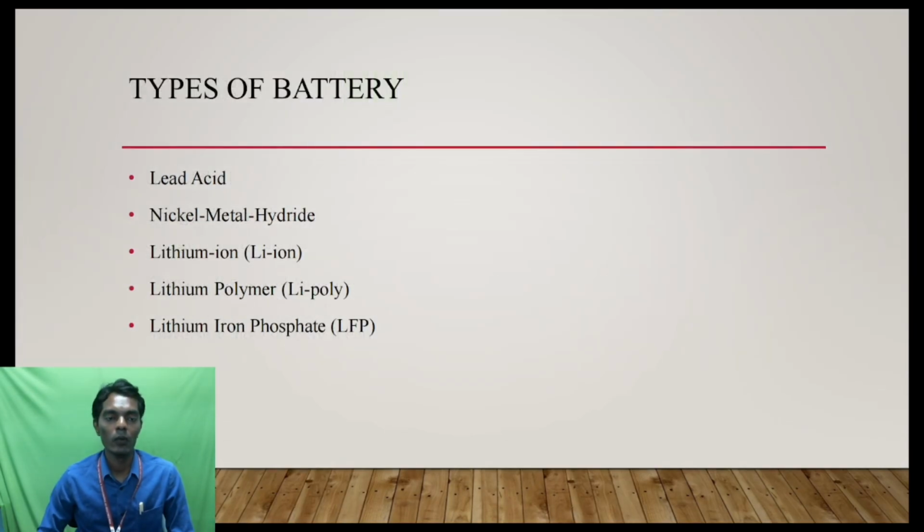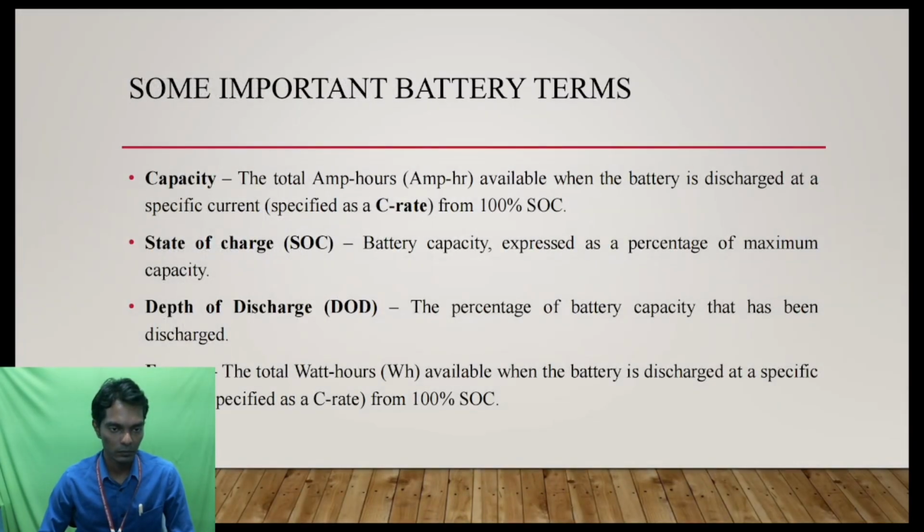What are the types of batteries available? Lead acid battery, nickel metal hydride battery, lithium ion battery, lithium polymer battery, lithium iron phosphate battery. So now we are moving towards the lithium iron phosphate battery. Some important terms which we need to understand when we talk about batteries.